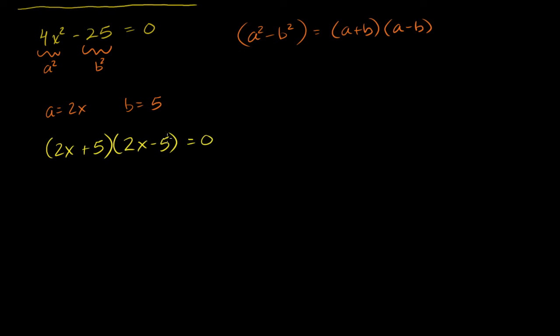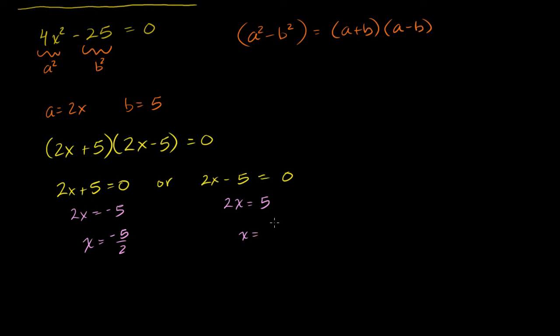And this will only be equal to 0 if either 2x plus 5 is equal to 0, or 2x minus 5 is equal to 0. And then we can solve each of these. Subtract 5 from both sides, you get 2x is equal to negative 5. Divide both sides by 2, and one solution is negative 5 halves. Over here, add 5 to both sides, you get 2x is equal to positive 5. Divide both sides by 2, and x could also be equal to positive 5 halves. So both of these satisfy that equation.